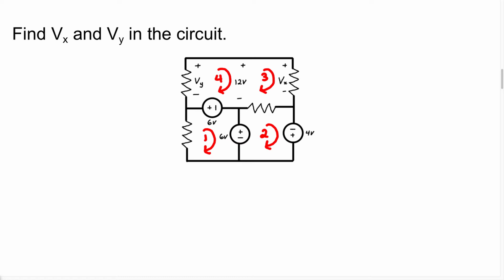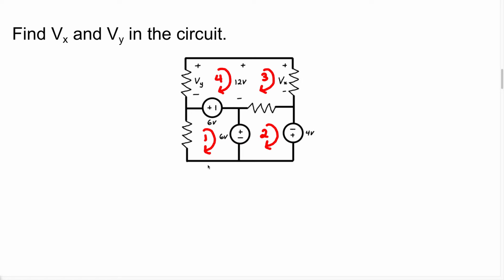Now, of course, you have an outer loop, right? Which is going to be this entire thing right here, which can be labeled loop 5. You can also say that this loop right here is loop 6. And the entire circuit is loop 7. But that's enough loops for now. Let's just start to write the KVL equations for each loop, right?